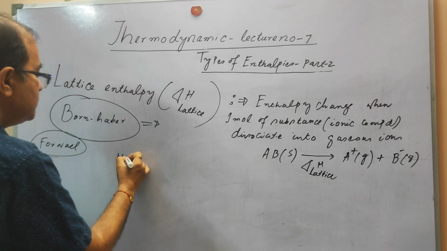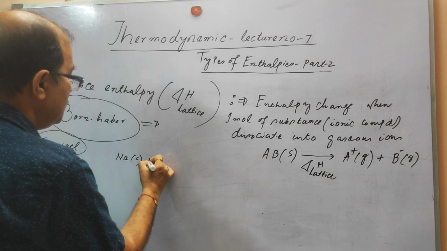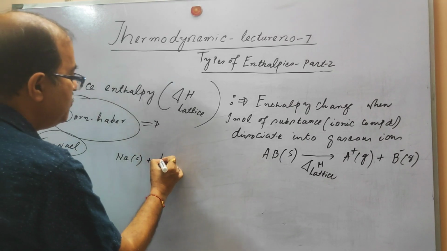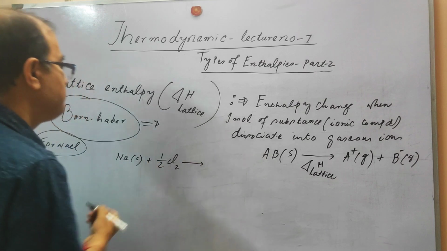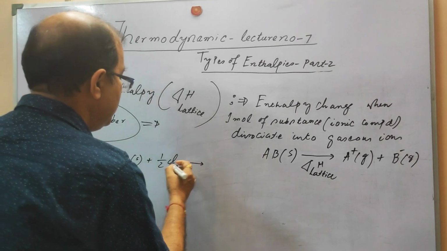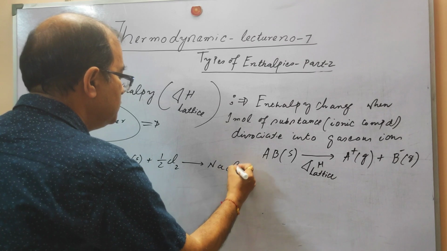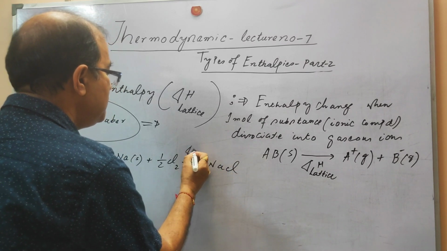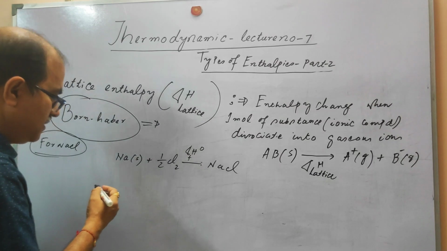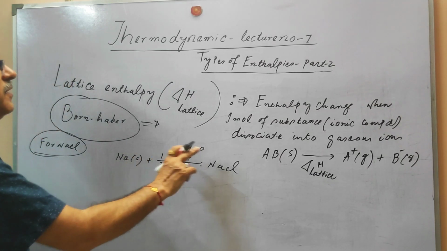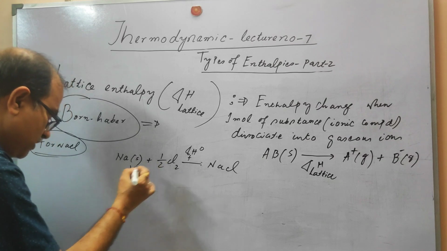NaCl is produced from solid sodium reacting with chlorine. So here the enthalpy of formation will be this. But this is not a very easy step. There are several steps involved in this production.